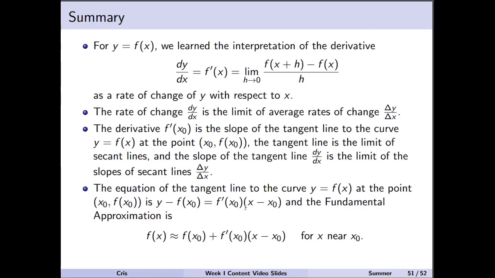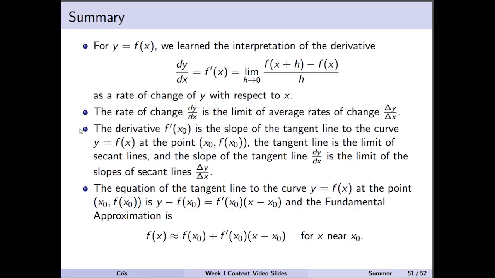So let's just do a summary before we stop. For y is equal to f of x, we learned the interpretation of the derivative. The rate of change of y with respect to x is given by the derivative, which is a limit of average rates of change, or a limit of slopes of secant lines if you want. The rate of change, dy over dx, is the limit of average rates of change. The derivative f prime of x naught has a meaning. It's not only the rate of change, it's also the slope of the tangent line to the curve y equals f of x at the point x naught comma f of x naught.